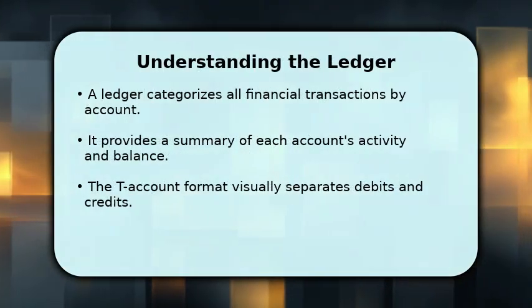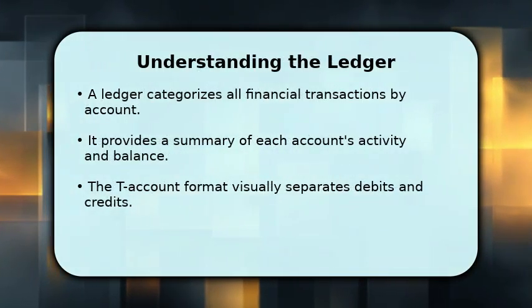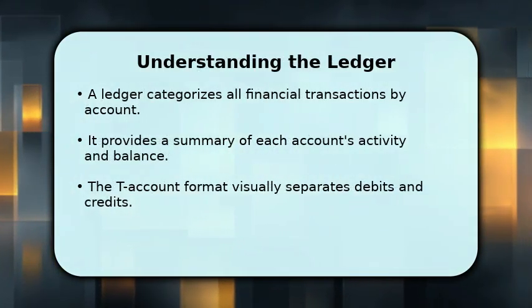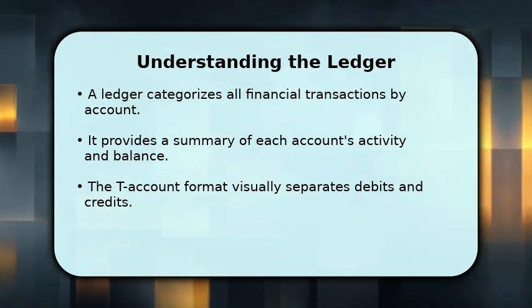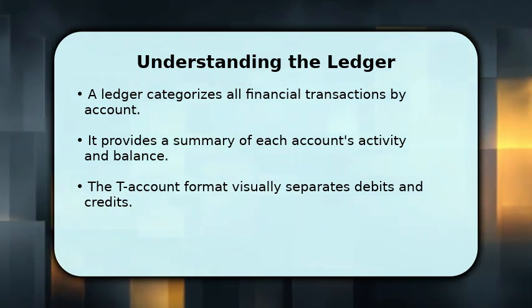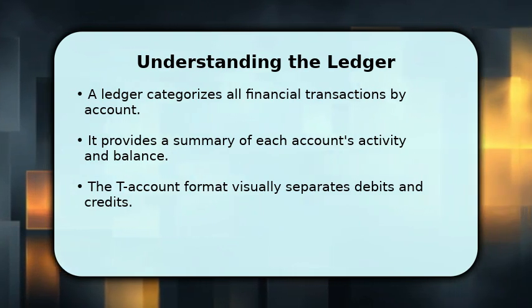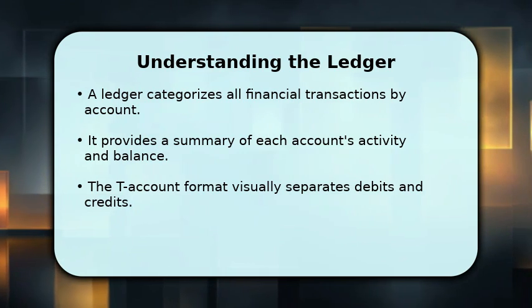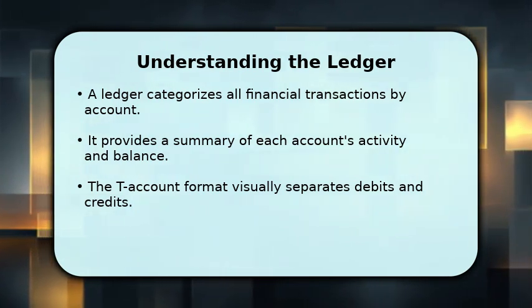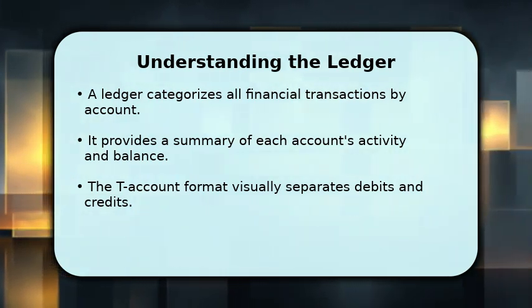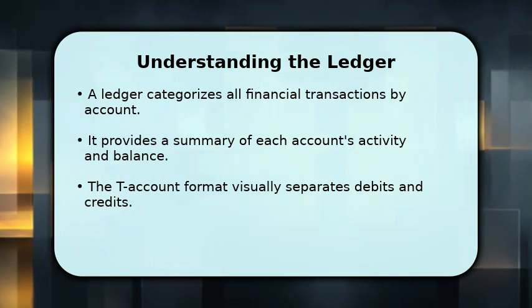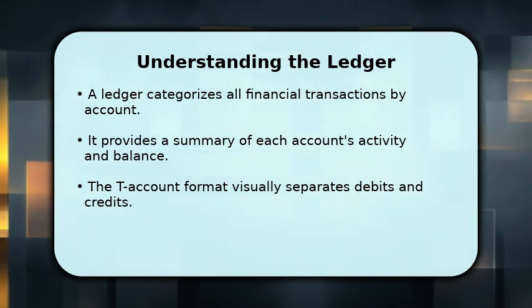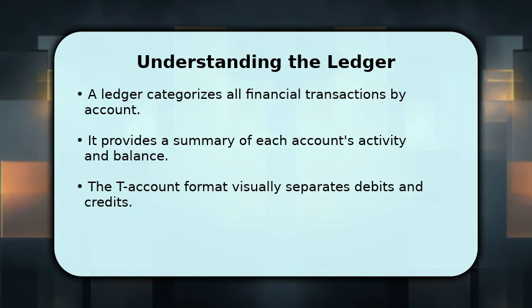After recording transactions in the journal, the next step is to transfer them to the ledger. The ledger organizes all your financial data by individual accounts, like cash, accounts receivable, or expenses. This gives you a clear, summarized view of each account's activity and its current balance. Often, a T account format is used, with debits on the left side and credits on the right, making it easy to see the flow of funds.